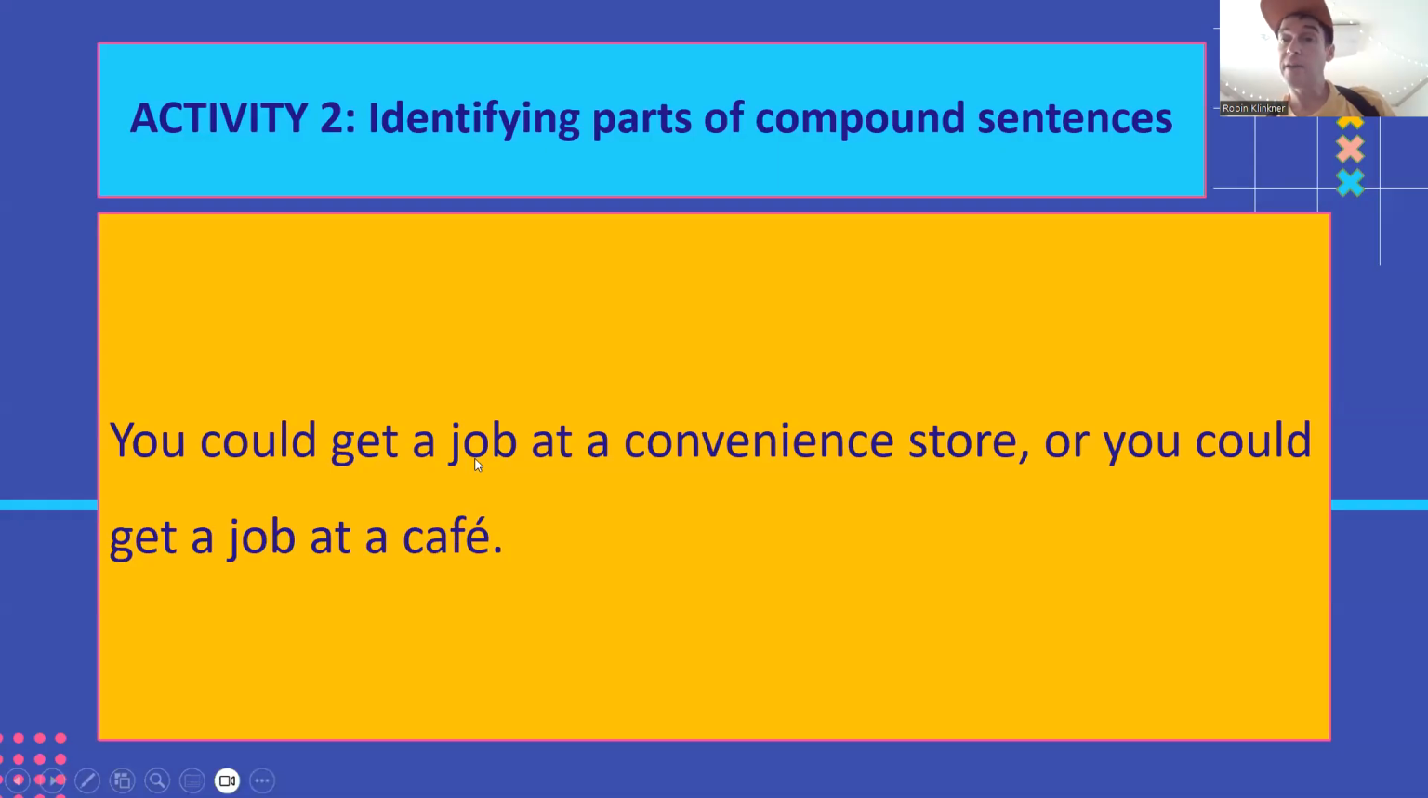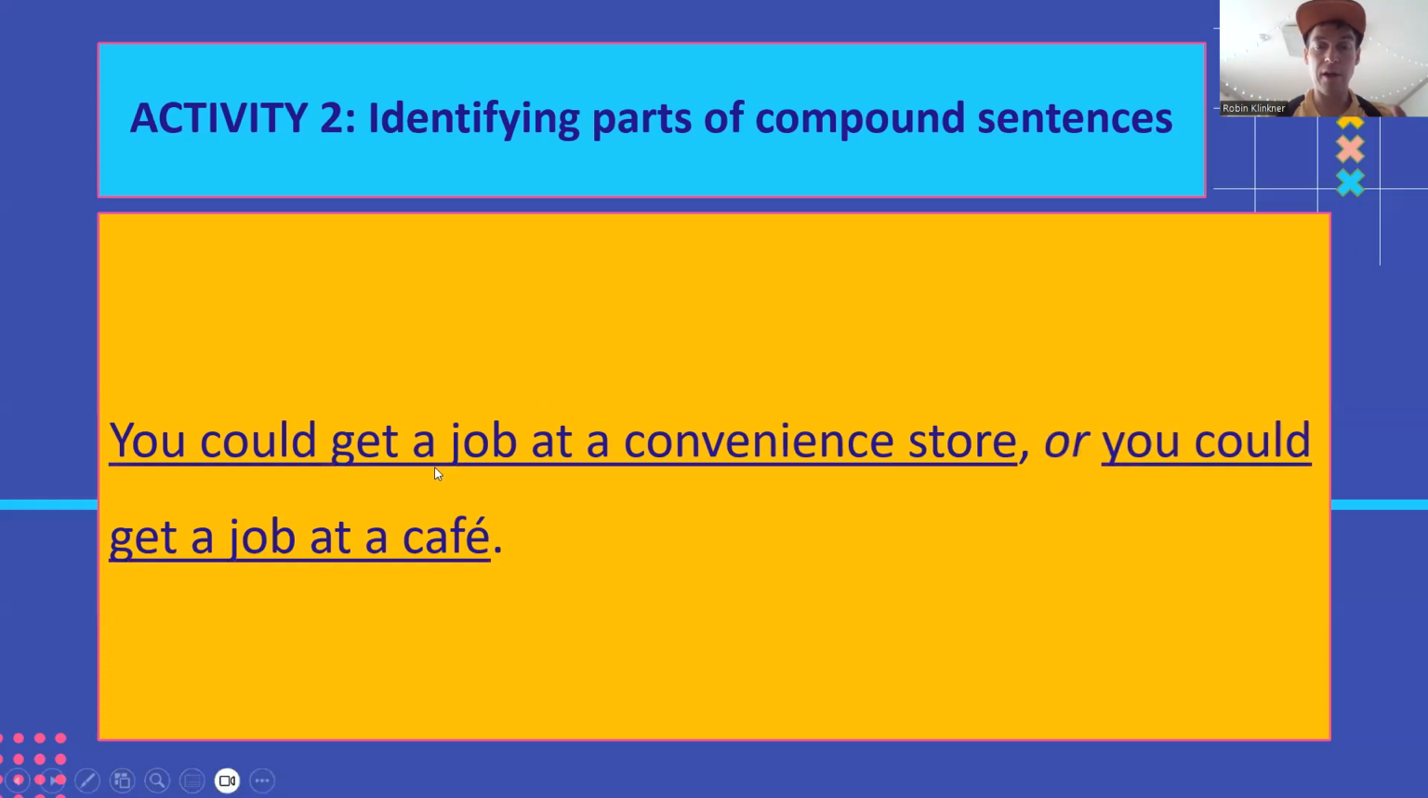You could get a job at a convenience store. That is a simple sentence. That is an independent clause. You is the subject, get is the verb. You could get a job at a cafe. That's an independent clause. You is the subject, get a job is the verb. So we're combining those two independent clauses using or. That's activity 2. Very simple. Underline and italicize. Underline the independent clauses, italicize the fanboys.